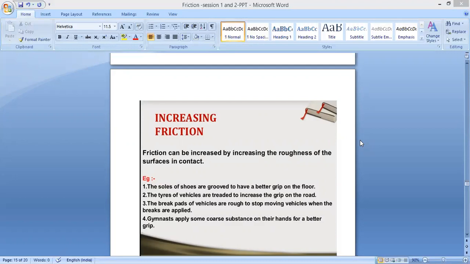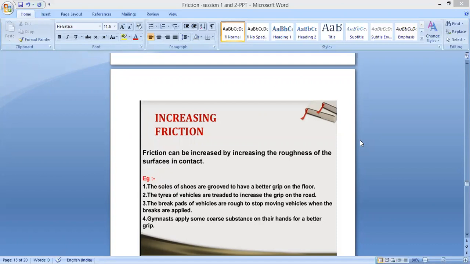So how can we increase this friction? That is the question. In the previous session we studied that roughness increases friction. Suppose there is a rough surface and a smooth surface, always the rough surface increases the friction. Clear? So friction can be increased by increasing the roughness of the surfaces in contact. So two objects are in contact with each other. How can you increase the friction? You have to increase the roughness of the surfaces in contact.